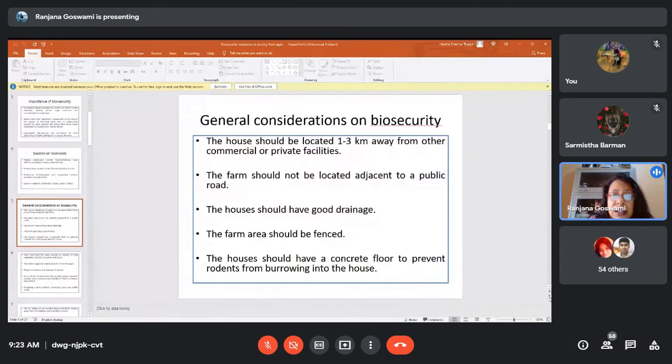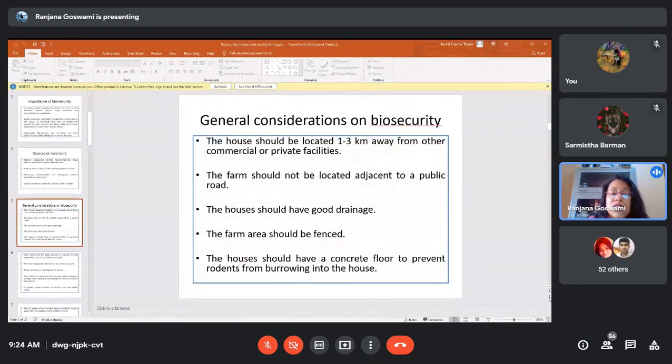So next we will go for what are the different considerations that you should keep in mind. The house should be located 1 to 3 kilometers away from other commercial or private facilities. So wherever you are having a farm, that should be away from any residential area or any commercial area like industry or some commercial complexes. It should be slightly away, but it should not be so far away that it creates a problem in coming and going. Okay, so that thing you have to take care.